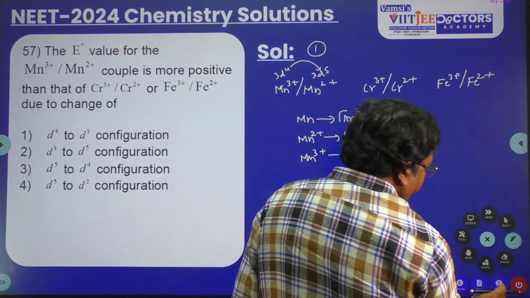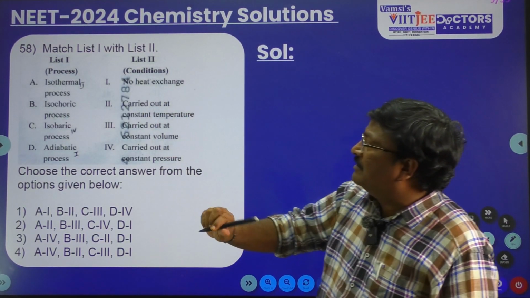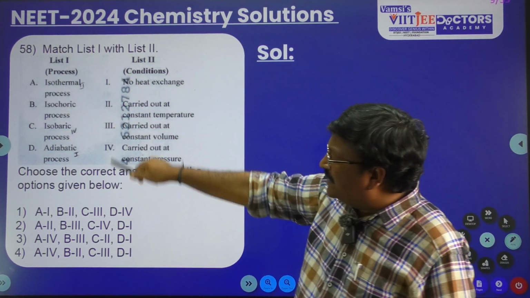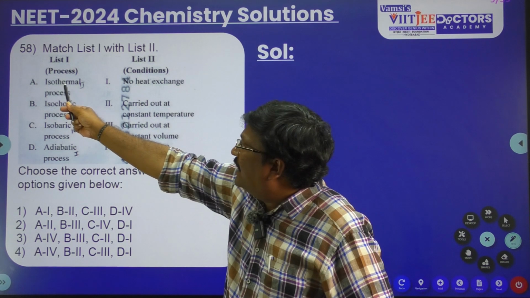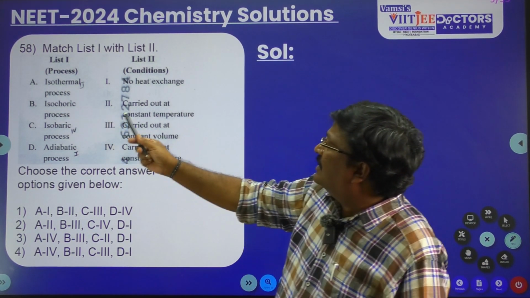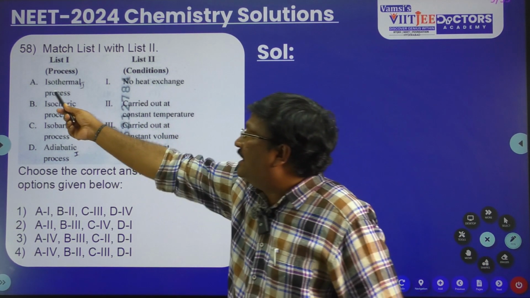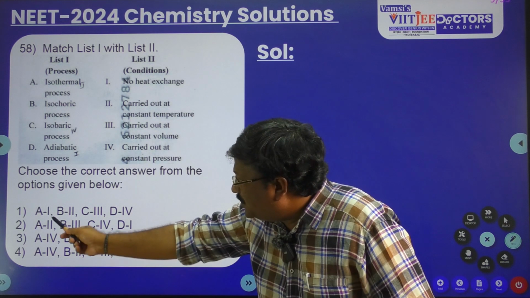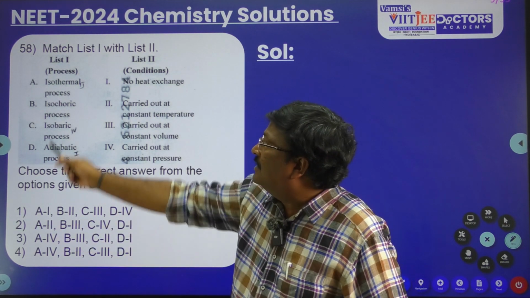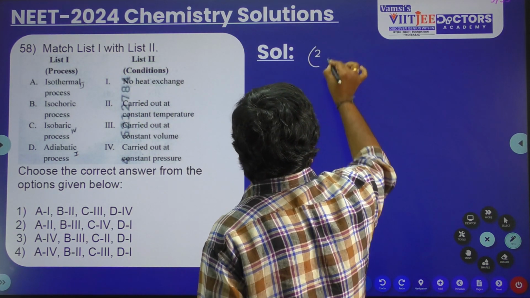And next, the 58th question. Again, match the following. Here also, by seeing the first one, you can easily find the answer. Isothermal process is nothing but a process carried out at constant temperature. Means A must be 2, and A2 is given in only one option. That's why for 58, the option is 2.